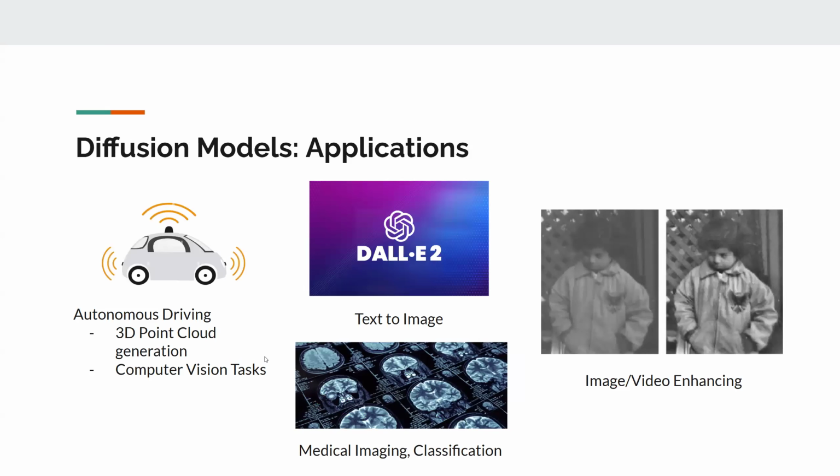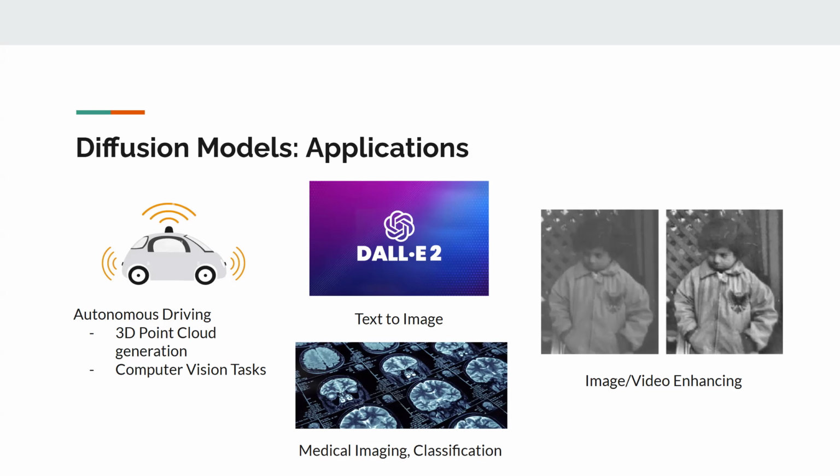Some applications of the models, which I've touched upon: they're used in autonomous driving for two things. One main thing is computer vision, which is having cameras and then generating some sort of the surrounding objects or cars based off these images, or generating a 3D point cloud where you have LiDAR sensors and you want to know what's around you. So these are two applications of diffusion models in autonomous driving.